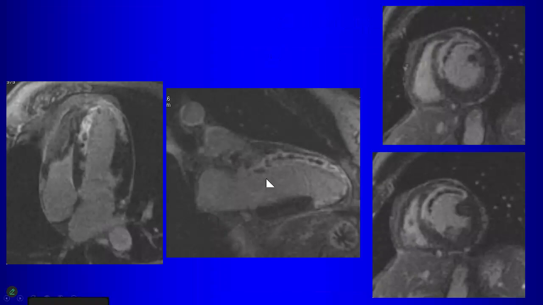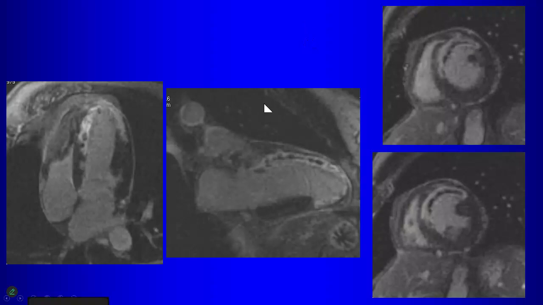Yeah, so we can see that there's delayed enhancement along the distribution of the LAD, a pretty large amount of delayed enhancement along the distribution of the LAD. It kind of wraps around the apex too, okay? But what else can you say about this infarct?